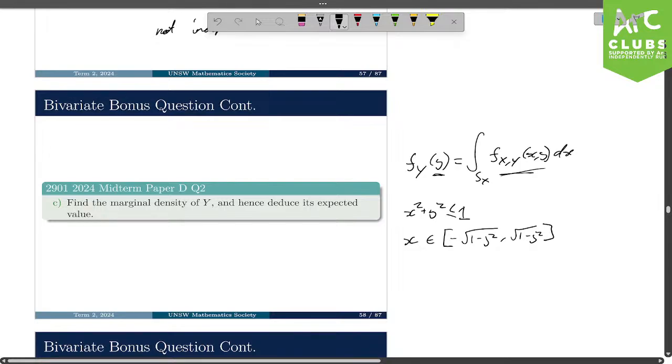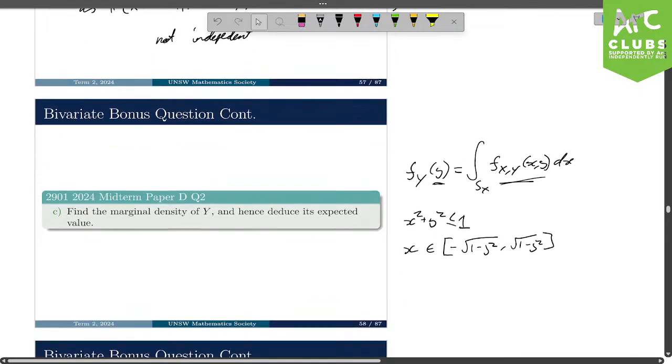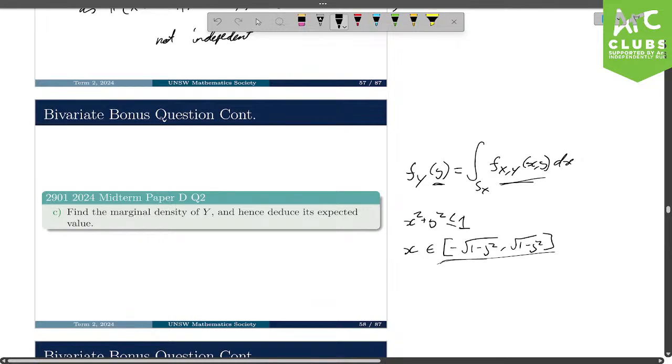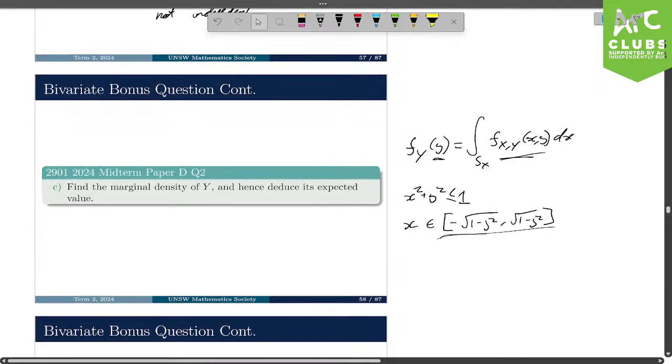Fancy enough? And so I can just chuck that into my integral. And because I've accounted for where x is allowed, I no longer need that fancy one function, right? That one function that says, okay, you're in a circle. I've just accounted for you being in a circle. So I remove a certain layer of obscurity to this question.